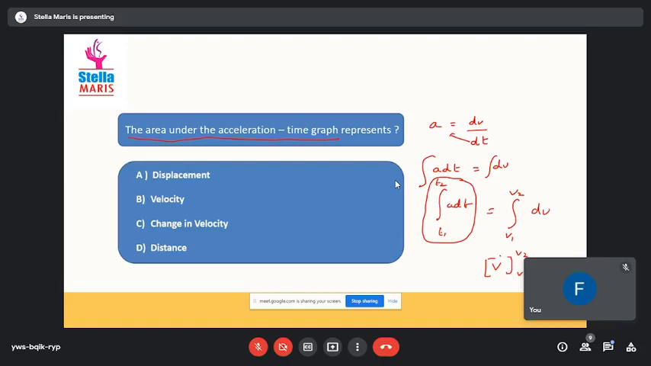When you apply the limit, I'll write it here. That is area under the acceleration time graph, integral of a dt, t1 to t2, is equal to v from v1 to v2. When you apply the limit, what happens? v2 minus v1 is equal to del v. So area under the acceleration time graph is equal to del v. So what is the answer? Change in velocity. Very good. So are you getting how it comes?